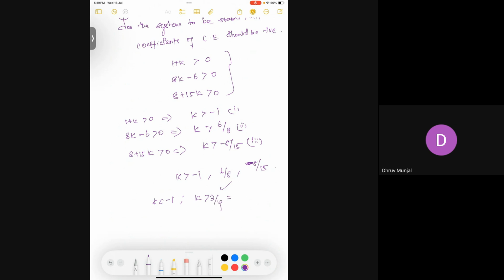3 by 4 will be equivalent to 0.75, right? Out of this option, you can see 6 by 8 also will be equal to 0.75, I think. Yes, ma'am, it's 3 by 4. So this contradicts this option but satisfies this option. So we are keeping B aside for now. So A is not good, B is not good. We are looking for C then.